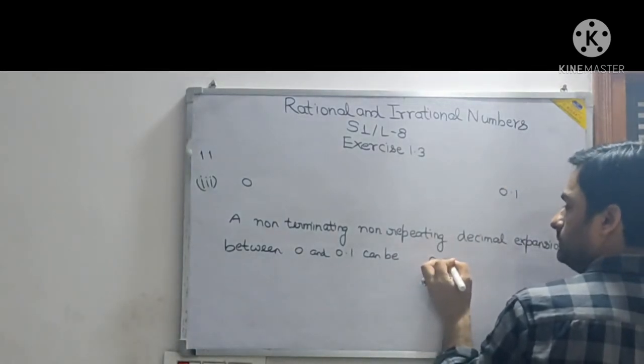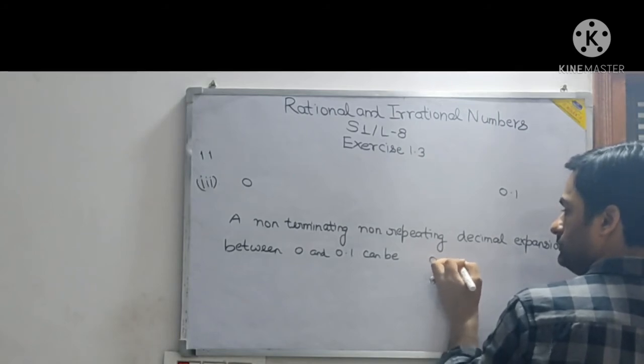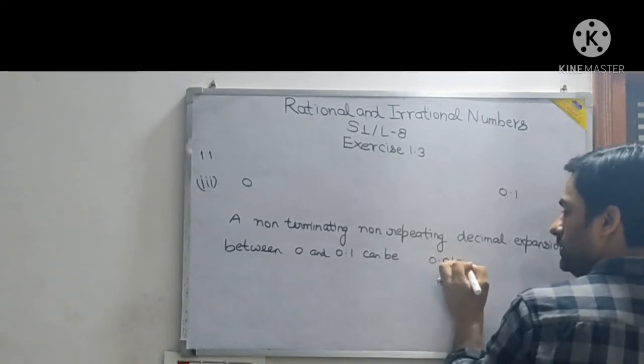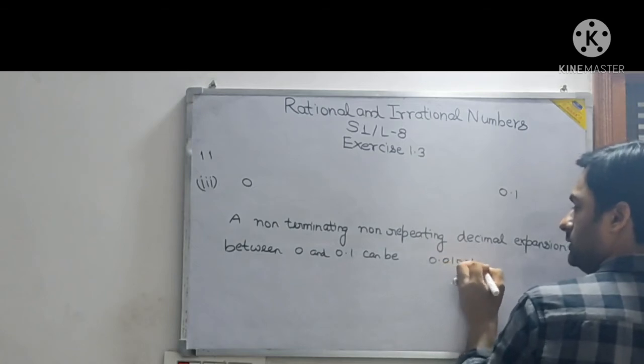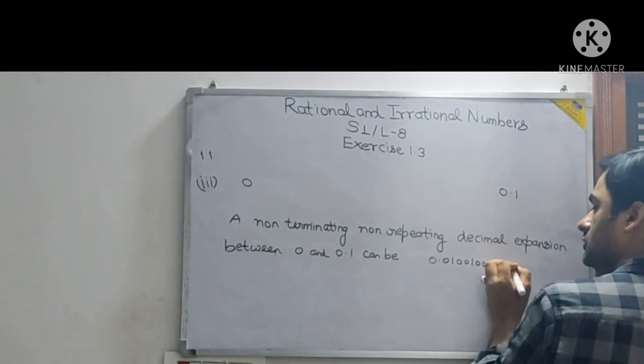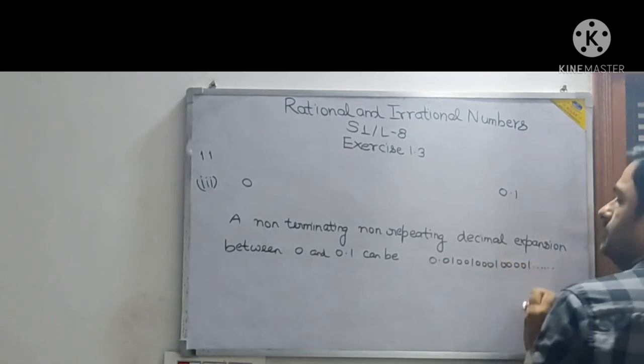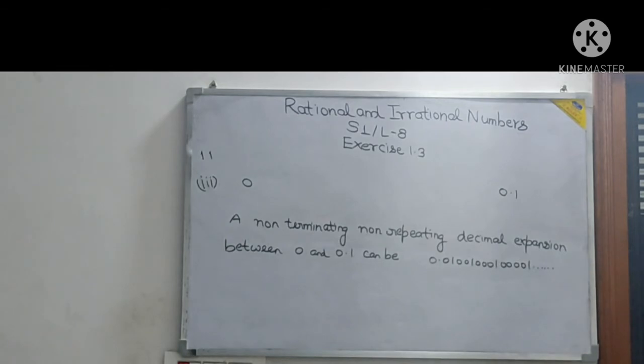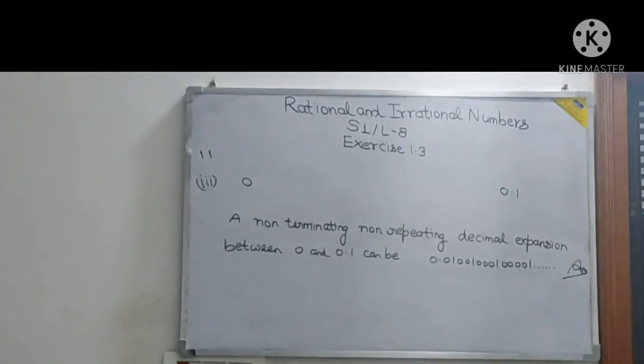Write the value 0.01, 0.02, 001, 0001, 00001 and dot dot dot. Yes or no? This is the answer. Clear? I hope you have understood the pattern, and I am writing it non-terminating, non-repeating. You also write it in your answers in the copy. Otherwise, when the chapter is over, you will be forgetting how to do this part. Okay? I hope this makes things clear to you.